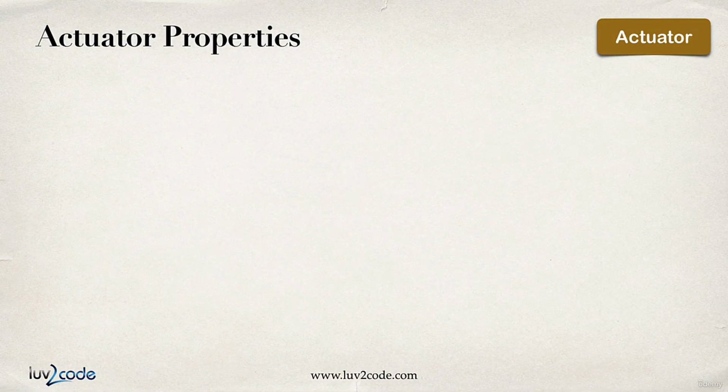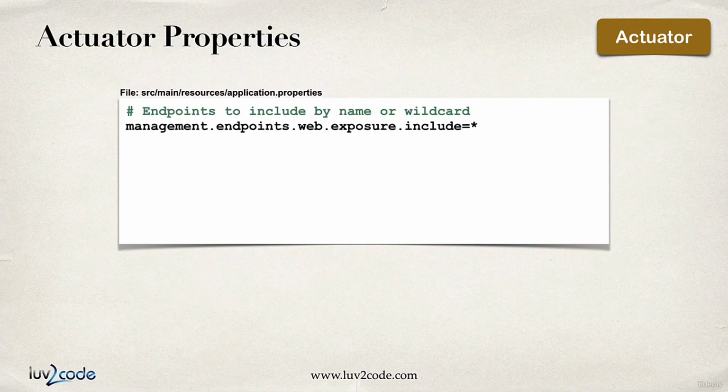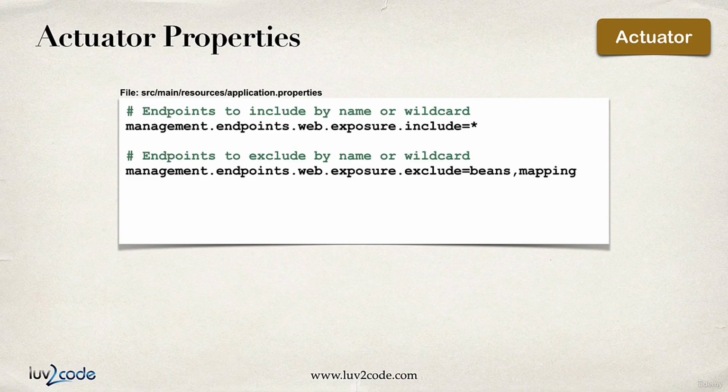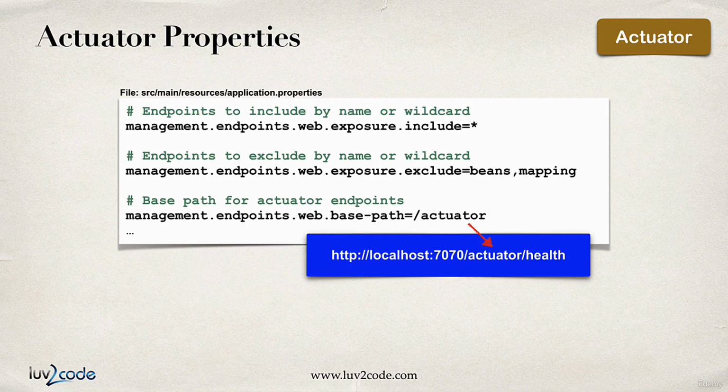Now let's take a look at some of the properties we can set for actuator. You've seen some of these already. You can set up the endpoints to include, by name or by wildcard, so I'll have include equals star. We can also give endpoints to exclude by name or wildcard, so here I'll say exclude equals beans, mappings. We can also set up the base path for the actuator endpoints. The default is /actuator, so when we access it via the web, we say localhost:7070/actuator/health. You can easily change that value to anything you'd like for your actuator endpoints.